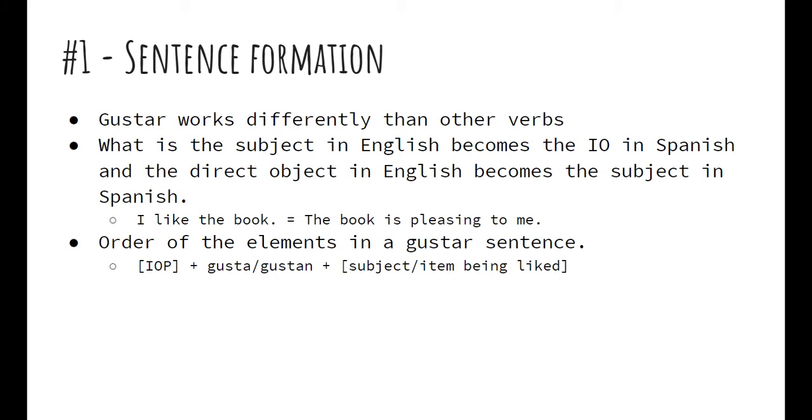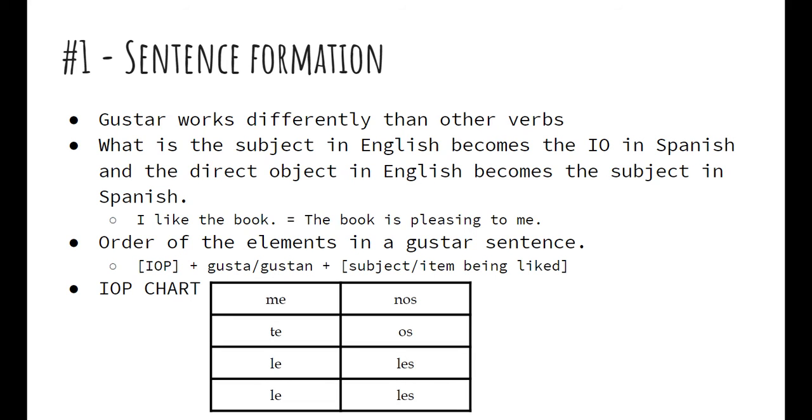being liked. You're going to choose gusta or gustan based on the subject, whether it's singular or plural. If it's singular, you'll use gusta. If it's plural, you'll use gustan. Your indirect object pronouns chart is this. Me, te, le, nos, os, les.